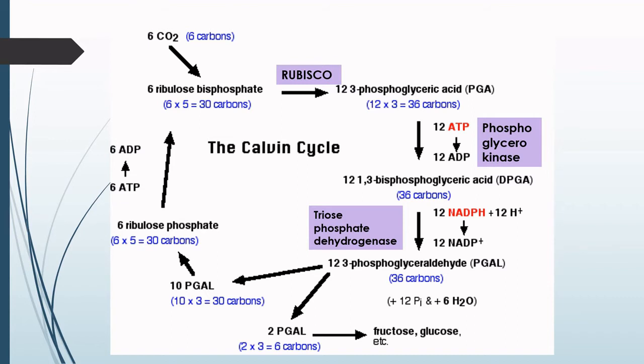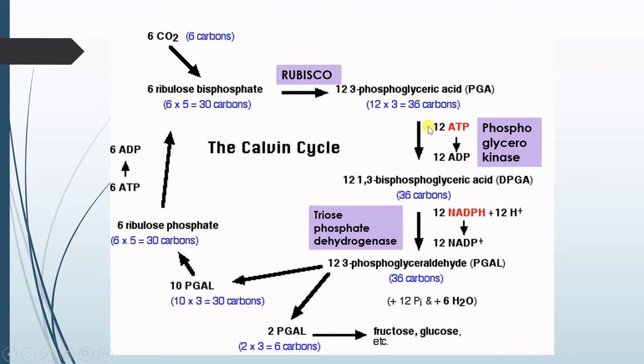So the actual reduction is happening in this phase. Here the reduction is completed in 2 steps. The first step is actually an activation process in which this 3-phosphoglyceric acid is converted to 1,3-bisphosphoglyceric acid. That means one more phosphate group is added to this 3-PGA. This extra phosphate is coming from ATP. That is why along with this phosphate group, some energy is also provided to this molecule.